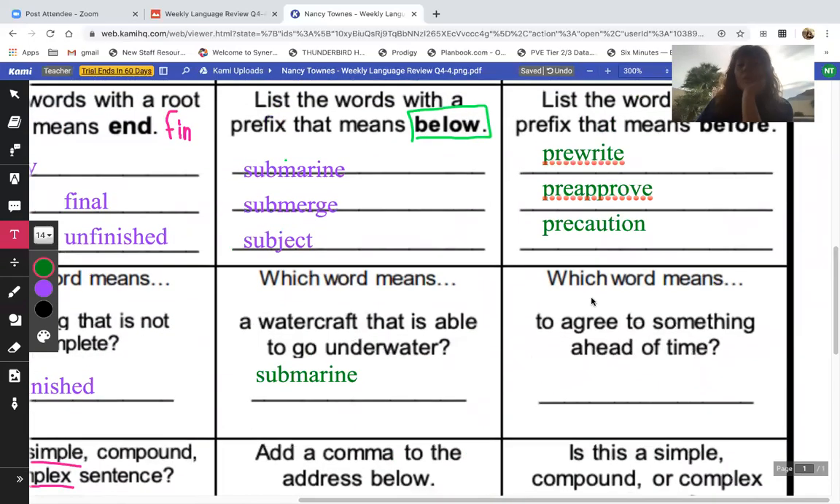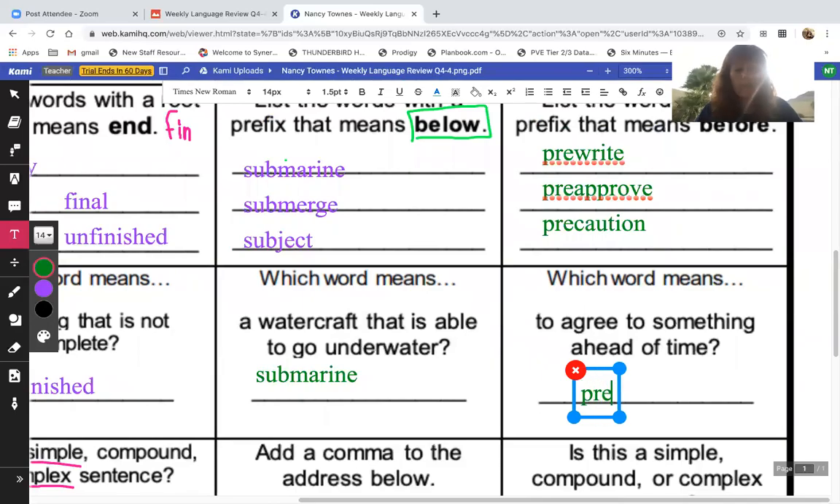Okay, next one. Which word means to agree with something ahead of time? I think out of these 3, pre-approve, right? If you approve something, you're giving it a yes, I agree. So we'll go ahead and write pre.